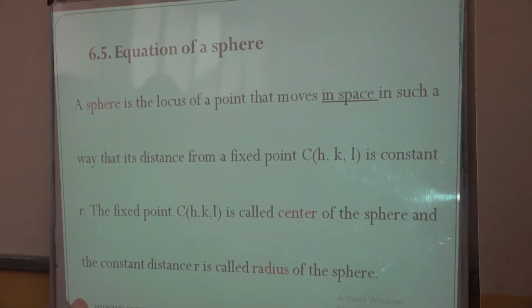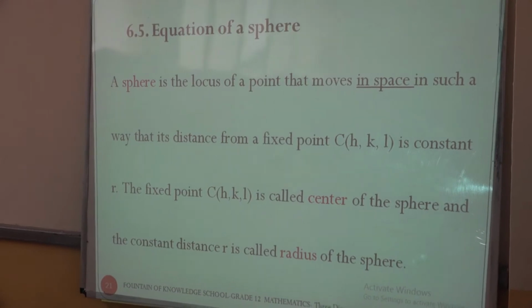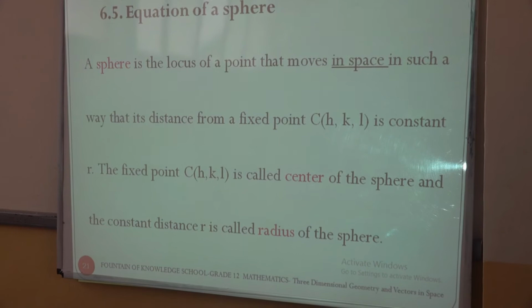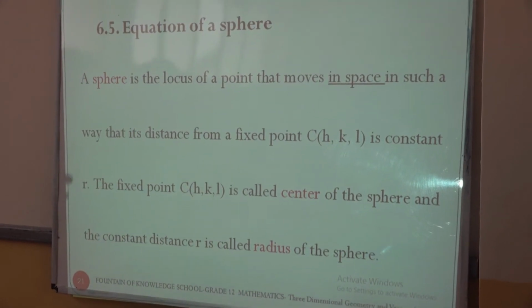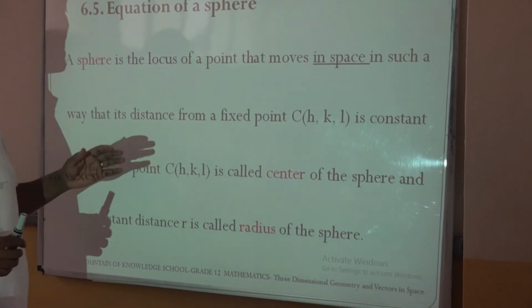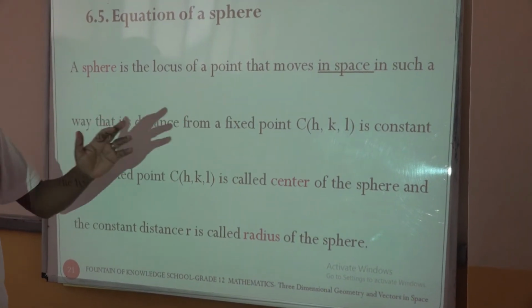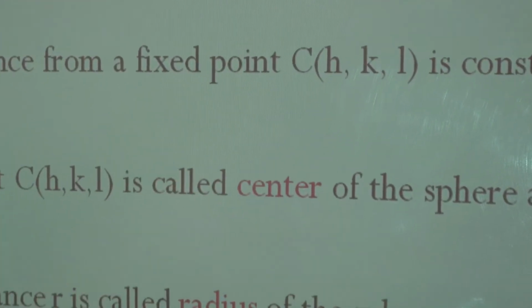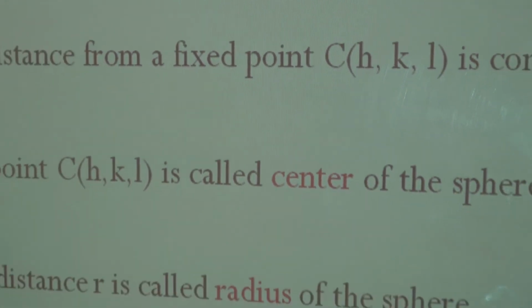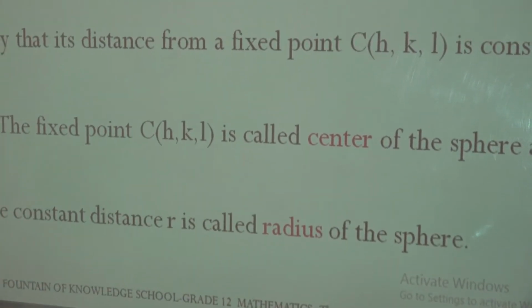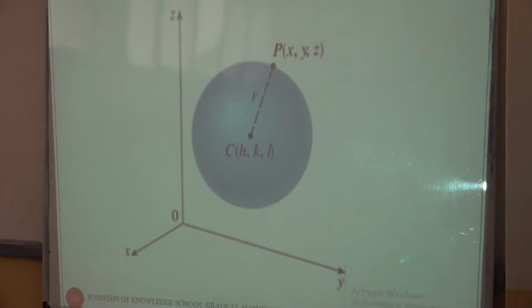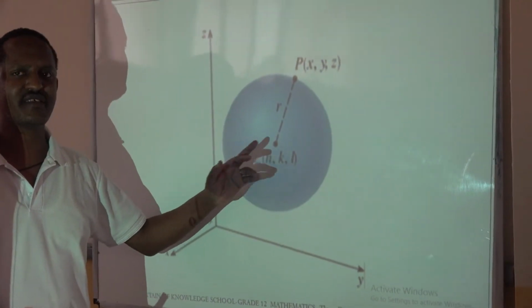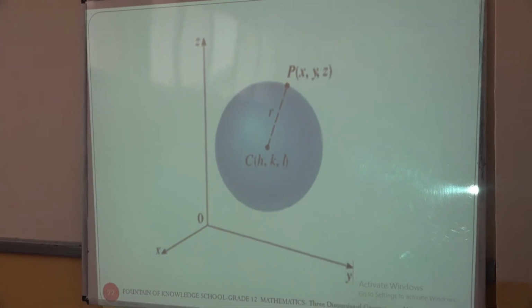Let's pass to 6.5, equation of a sphere. A sphere is nothing but a collection of points. A sphere is a collection of points in space that are at equal distance from a fixed point. This fixed point is known by the name center, the center of the sphere, and the constant distance is called the radius. So, a sphere is a solid object, almost similar to a ball. It has a center and it has a fixed radius r.